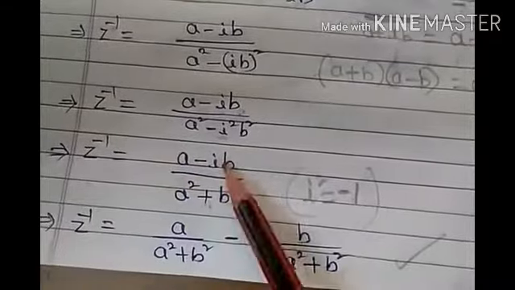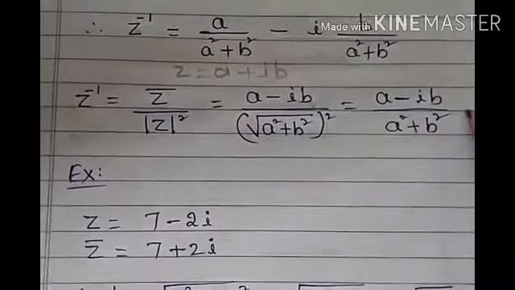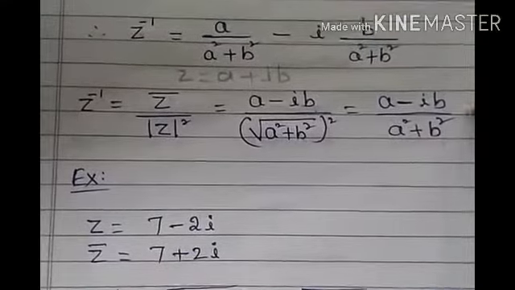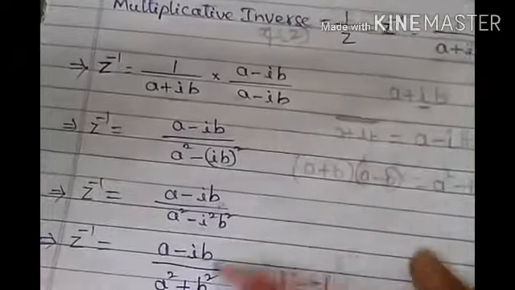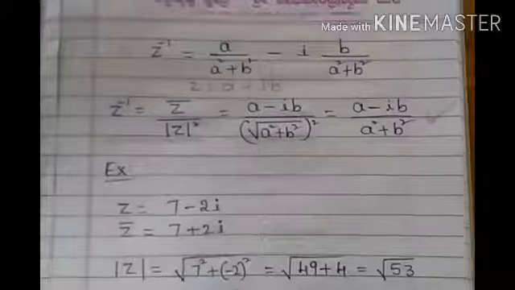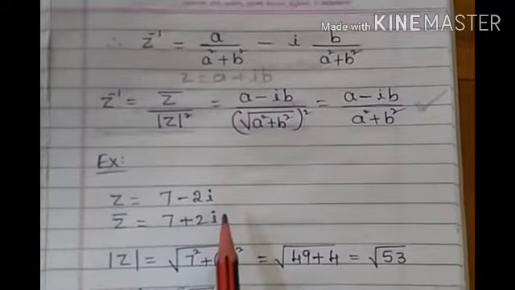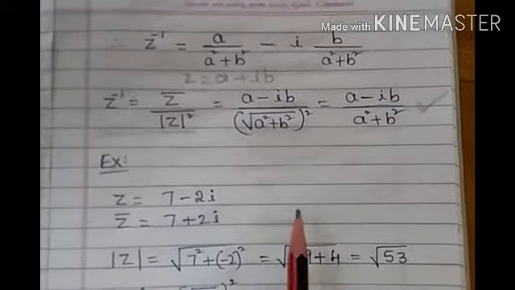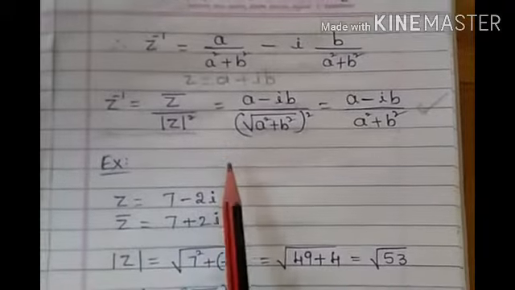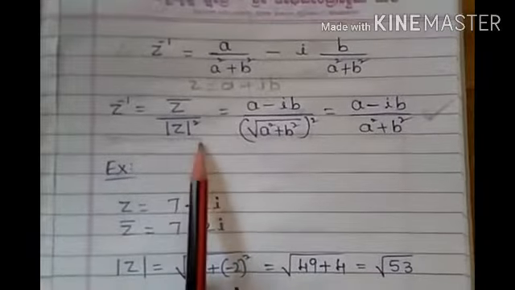By observing the above value, z inverse equals a minus ib by a square plus b square, and our formula value is also z inverse equals a minus ib by a square plus b square. Both the results are the same. So we can find the multiplicative inverse using this method or using this formula. That means you can calculate the multiplicative inverse of any complex number in two ways. The first one is the rationalizing method and the second one is the formula method.